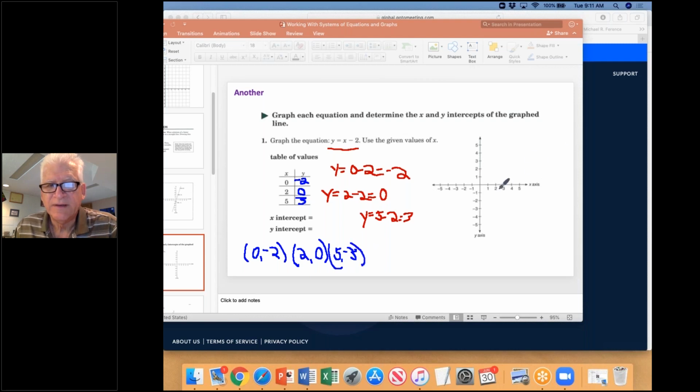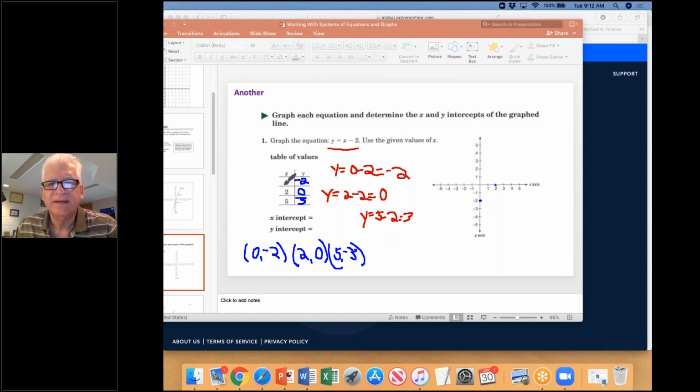I'm going to move over to the graph here and plot those points, 0, -2. So 0 is your x value, so you stay at 0, you don't go to the right or the left. And your y value is -2, so you start here and go down to, here's your first point. The next ordered pair is 2, 0. So let's go over to the graph and plot that. 2 is the x value, so let's move over on the x-axis 2 points. And we're not going up or down any because the y value is 0.